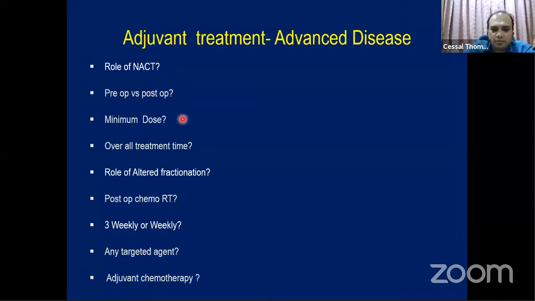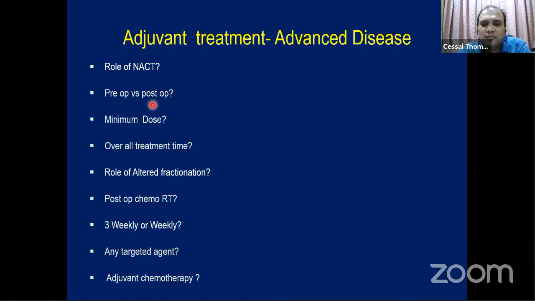Now, the second question is pre-op versus post-op. You can see that post-op is better than pre-op, based on the RTOG 7303 clinical trial comparing pre-op versus post-op. It was found that those patients who received post-op had a better locoregional control. There's no difference in overall survival. Published in Red Journal in 1991. Median follow-up 10 years.